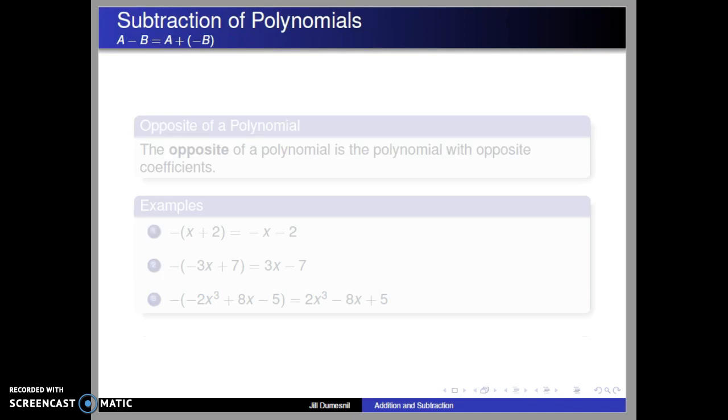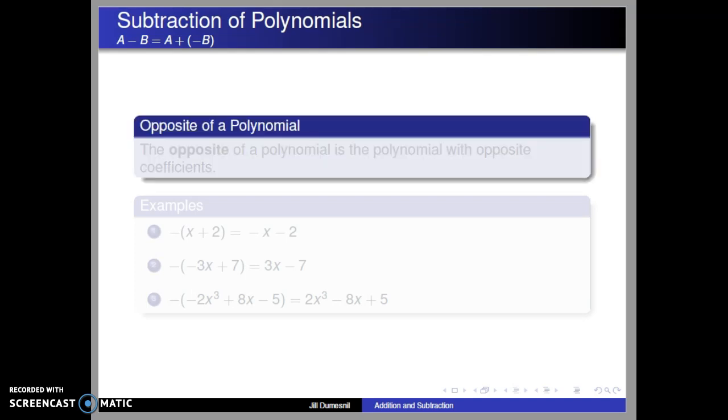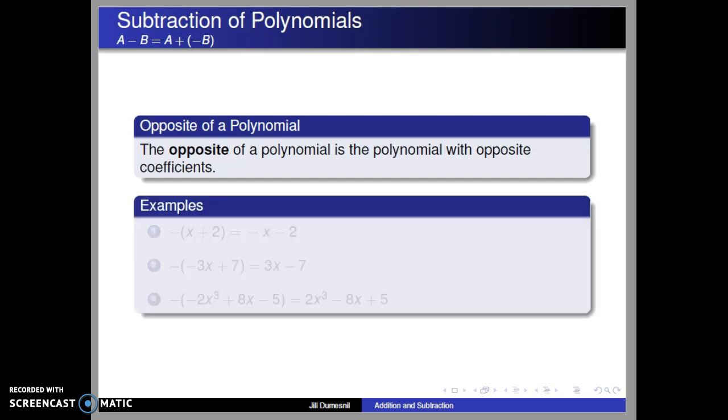Recall that the definition of subtraction is addition of the opposite. A minus b equals a plus the opposite of b. The opposite of a polynomial is the polynomial with opposite coefficients. Remember that opposites add to 0, so we need all the terms to add out. Some examples are helpful. The opposite of x plus 2 is minus x minus 2.